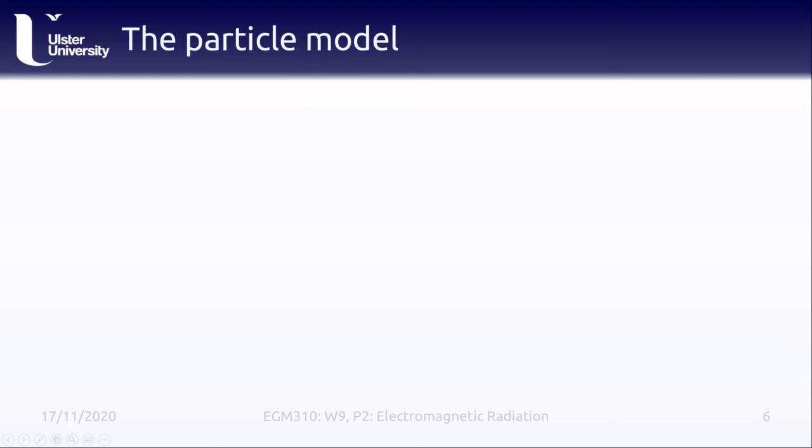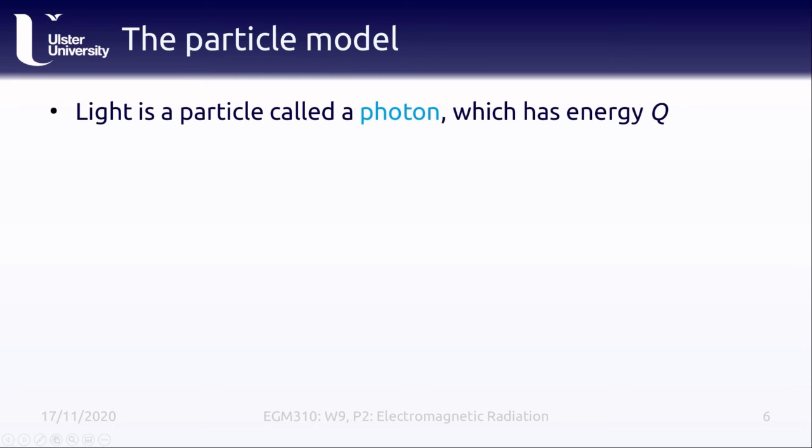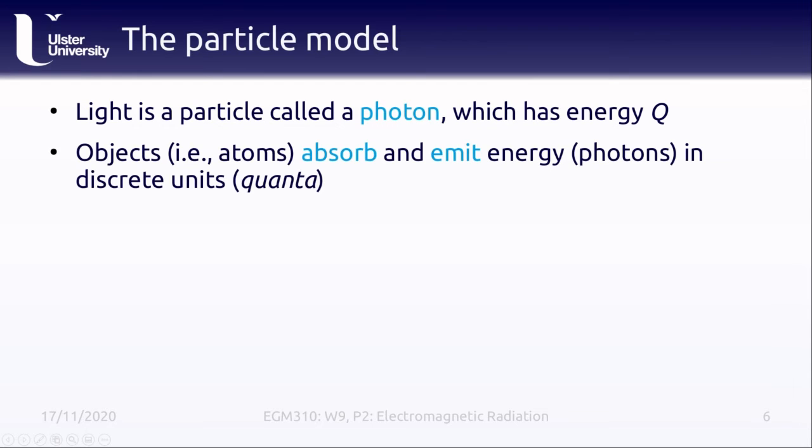Remember that I said that light can behave as both a particle and a wave. We've seen how we can describe light as a wave, and now we'll take a look at the particle model. In this model, light is a particle called a photon that has a particular energy Q. Another of the big discoveries of 19th and early 20th century physics is that objects, which is to say atoms, can only absorb and emit energy in discrete units called quanta or photons. And if you're wondering, yes, this is where we get the term quantum mechanics.